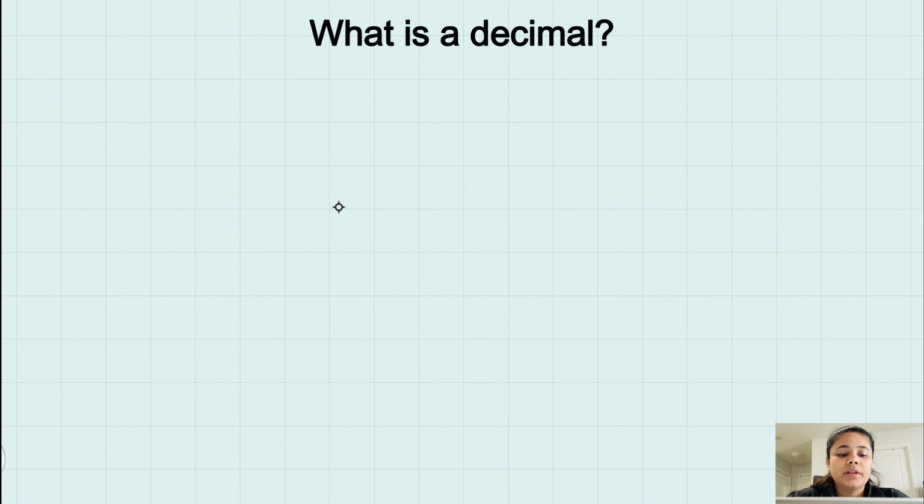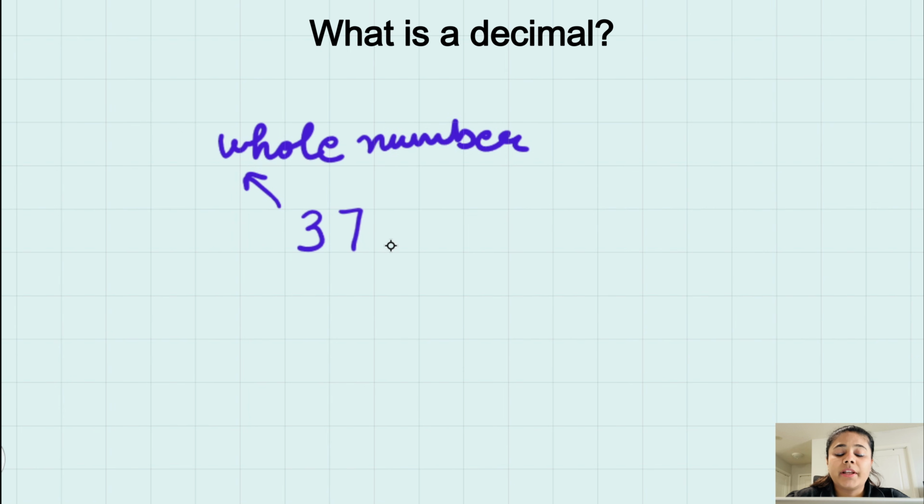What is a decimal? Let's say we have a number 37, that is a whole number. Then we have a decimal 4, so the decimal is the point. So 37 is the whole number on the left hand side of the decimal, and on the right hand side of the decimal we have the part of the whole number.